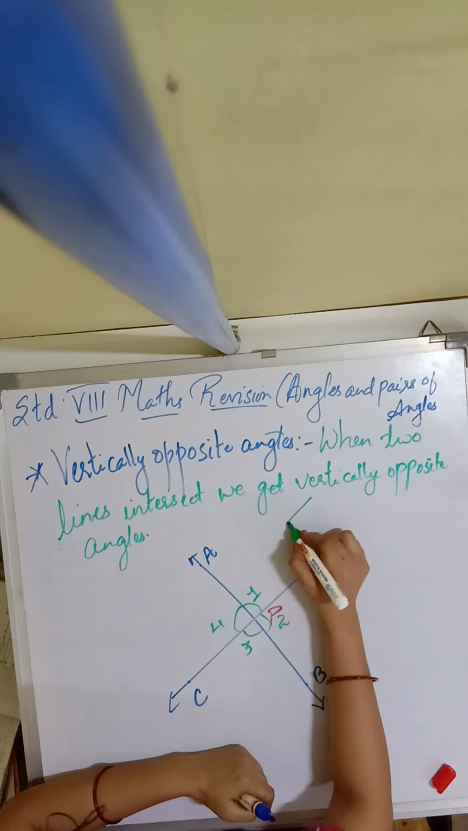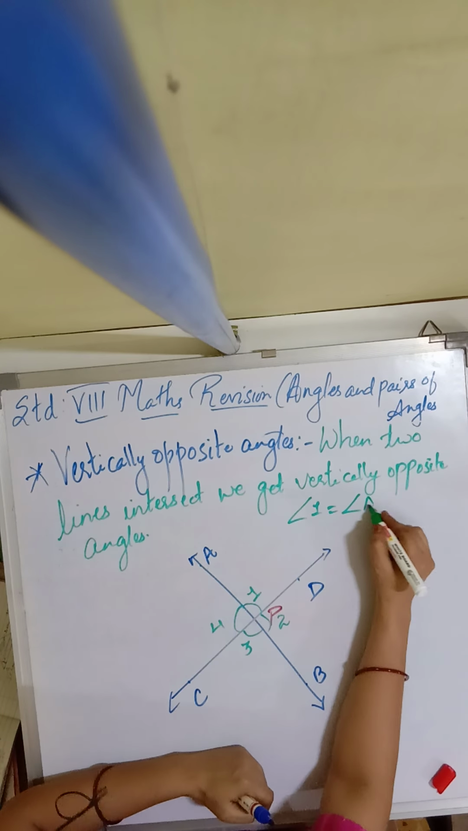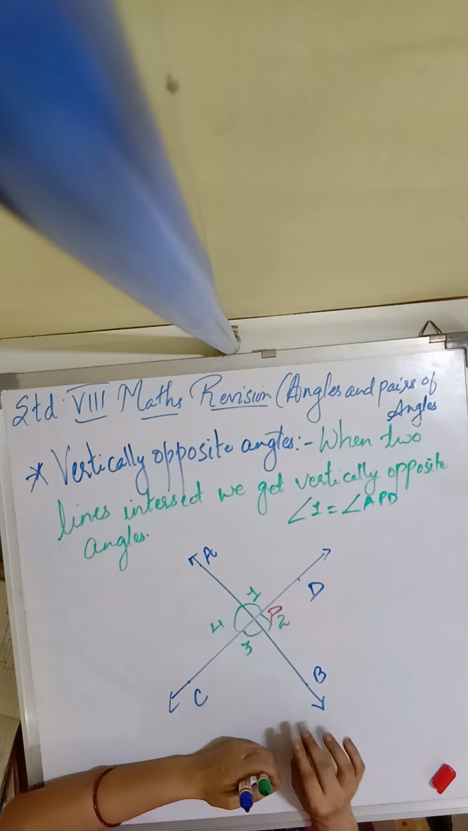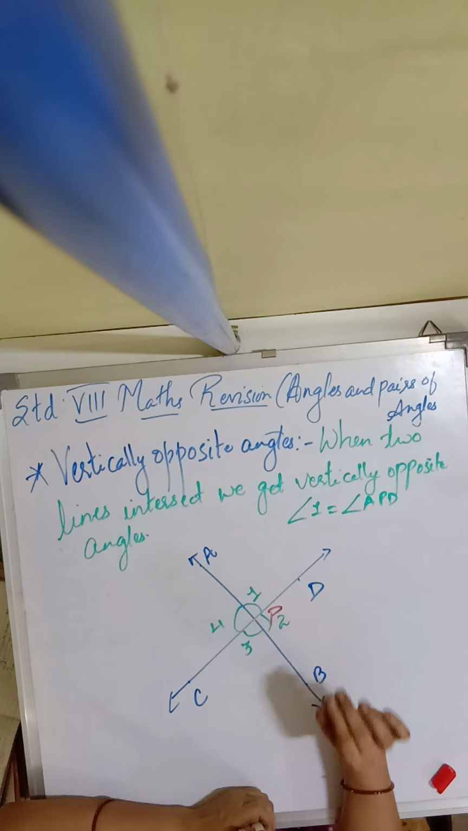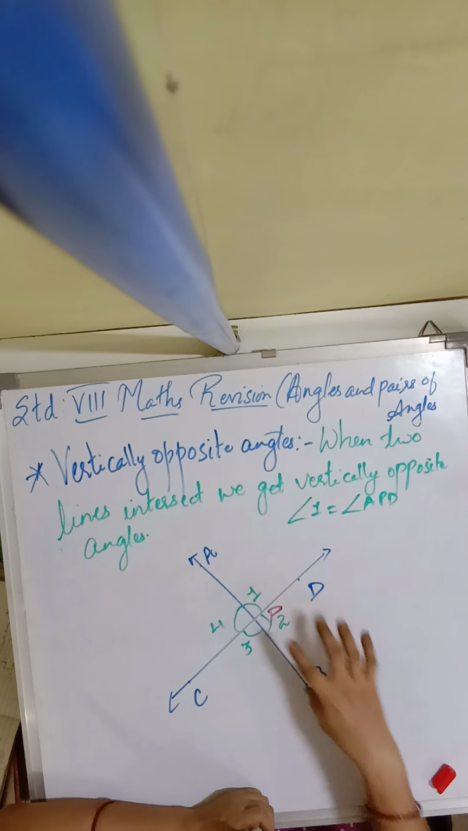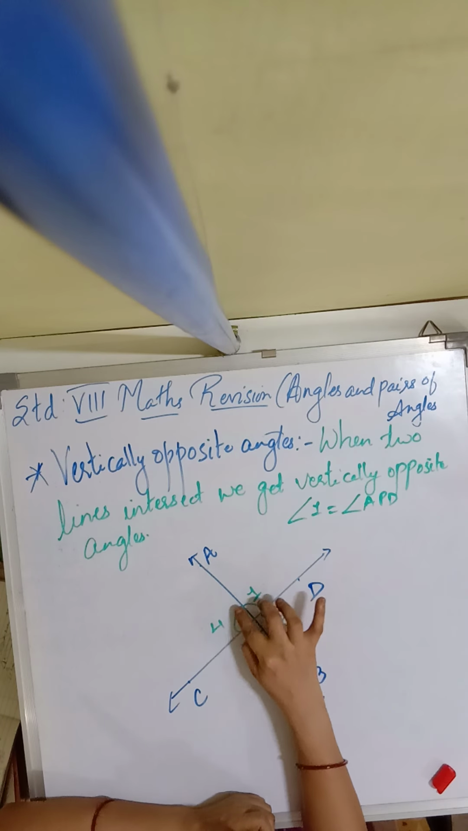APD. So what is my angle 1? In letters it will be angle APD, angle APD. So like that way you can name the other angles also. Now here children, you can see that when two lines intersect, line AB and line CD, both are intersecting, I am getting how many angles?